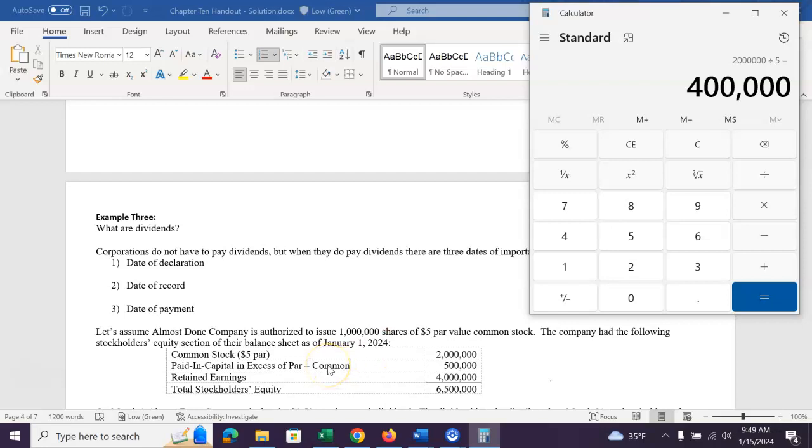Okay, paid-in capital in excess of par, common stock, $500,000. That just means they've received $500,000 above par value for those 400,000 shares they've issued. And then retained earnings is $4 million. Again, that's just profit minus loss minus dividends since the business began. And those three, when we add them up, give us total stockholders' equity.